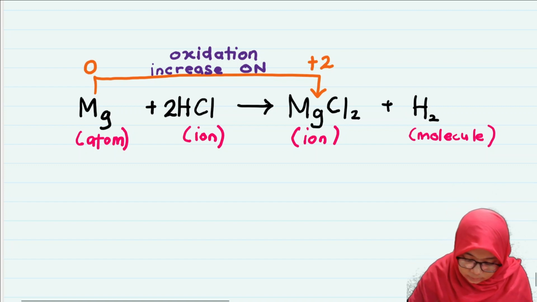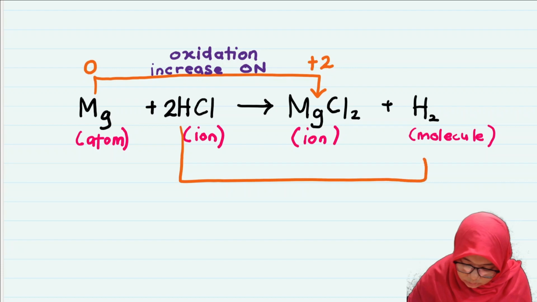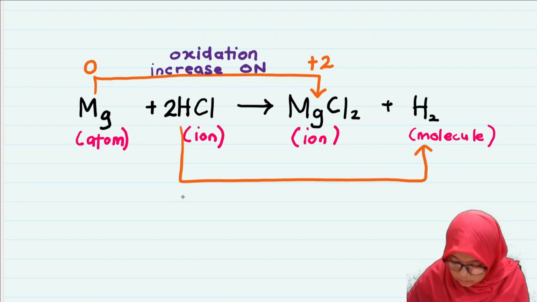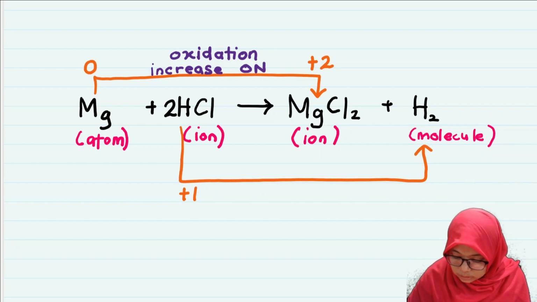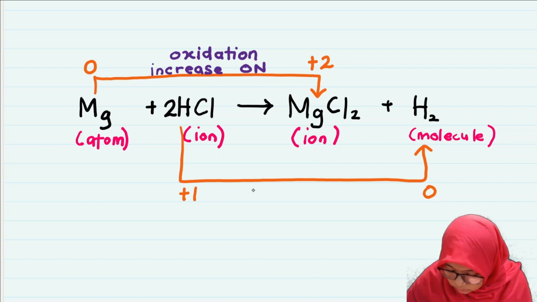Now we look at the hydrogen ion. So what happened to the hydrogen ion? The hydrogen ion is an ion with +1 charge. So this is +1, or you can say 1 positive. The hydrogen ion is always +1. It changed into molecules that are in the element group. So it changed from +1 to 0. So as you can see here, the oxidation number decreases.